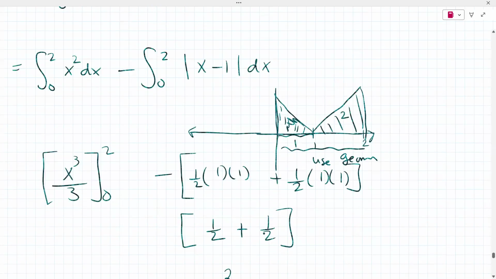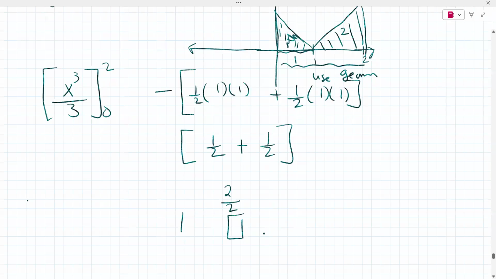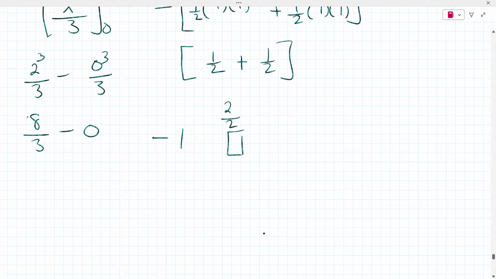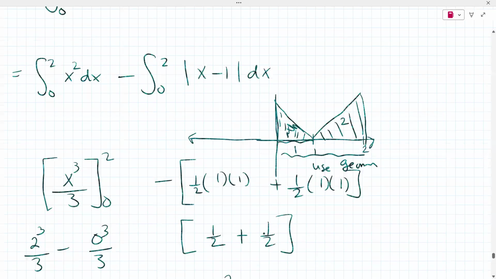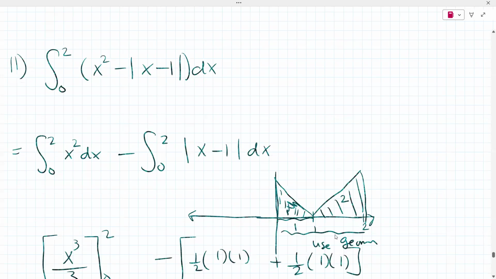So on this one, we didn't have to apply the fundamental theorem. I just took the area of the two shapes, and you should be good. Here we have to apply the fundamental theorem. So upper minus lower: 2 cubed over 3 minus 0 cubed over 3. So 2 cubed is 8, minus 0. 8/3 minus 1. 1 is the same thing as 3 over 3. So 8 minus 3 is 5, and your final answer is 5/3. Okay, so if you're dealing with absolute value, maybe it's better just to draw it and then take the area from there.